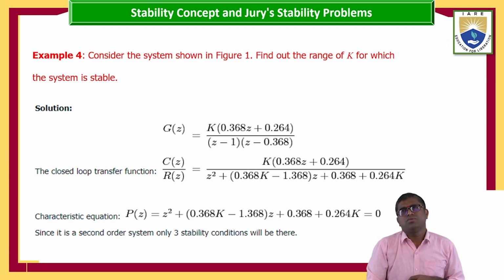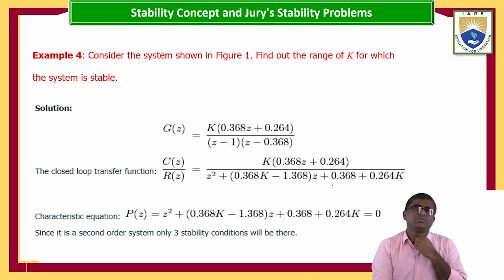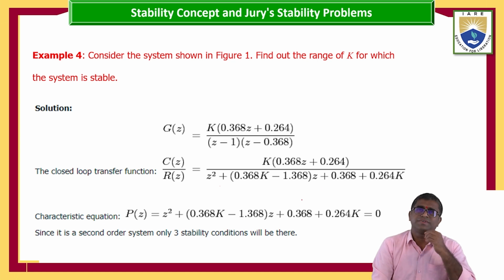Okay. Now I am going to simplify. That is, for the closed-loop transfer function, k into this value, by the denominator part I am going to multiply: z square plus (0.368k minus 1.368) z plus (0.368 plus 0.264k). That is one transfer function.